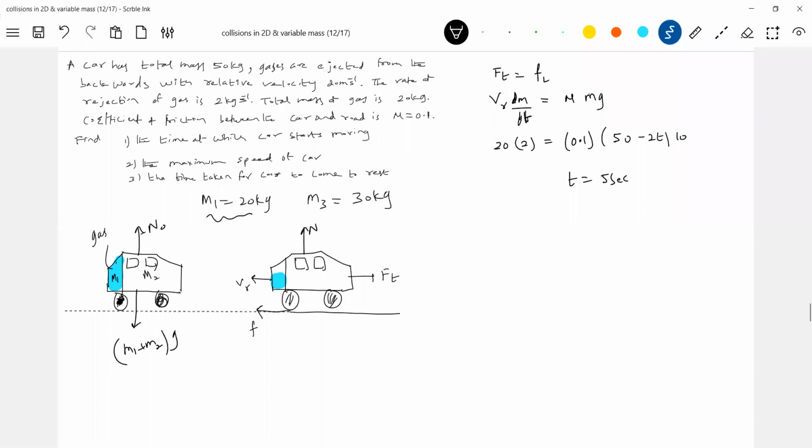Whatever the normal reaction is, this should be mg. So the mass will continuously decrease, no? Then the normal reaction decreases, then the friction will decrease. Once the thrust force is able to overcome the friction, it starts moving. So for t equal to 0 to 5 seconds, what is the state of the car? The car is at rest. For t greater than 5 seconds only, it will start moving.